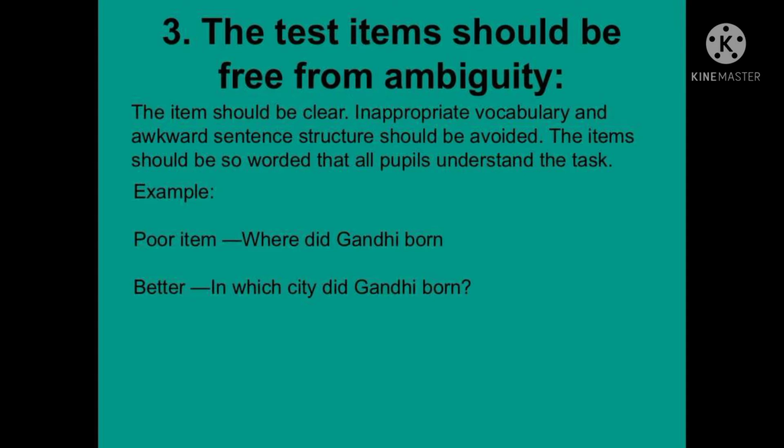Okay, 3. The test item should be free from ambiguity. The item should be clear. Inappropriate vocabulary and awkward sentence structures should be avoided. The item should be so worded that all pupils understand the task. For example, poor item: where did Gandhi born? Better: in which city was Gandhi born?